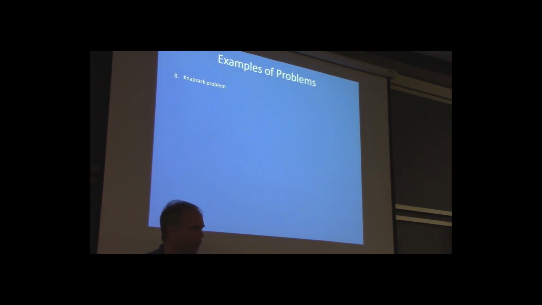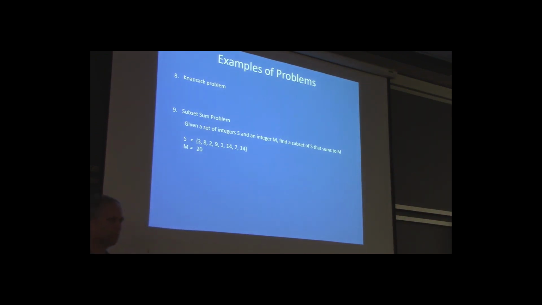Knapsack problem. We talked about that. You can think of that as a search problem. There's an optimization problem, and you think there's a search variant. Subset sum problem. You're given a set of numbers S and an M, a goal. You're supposed to find a subset of S that sums to M. So what is a subset of S that sums to M?